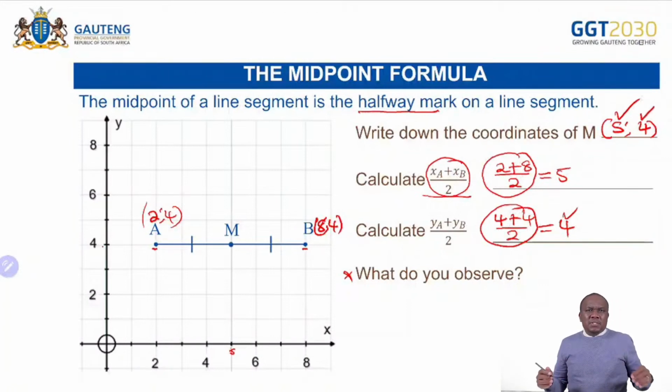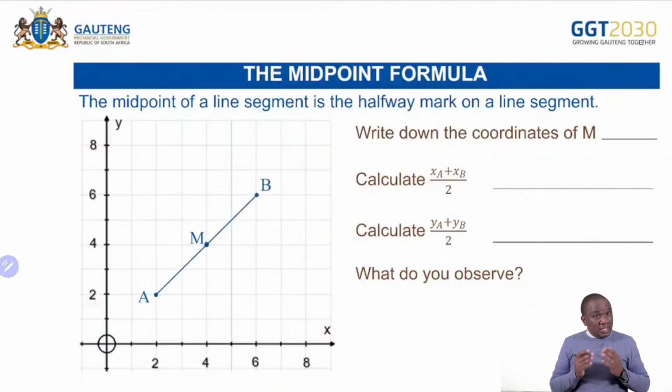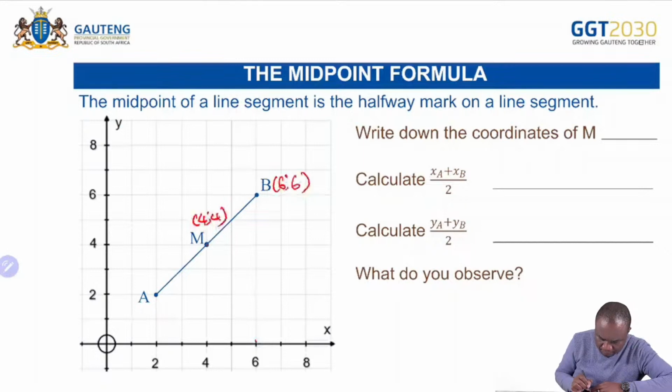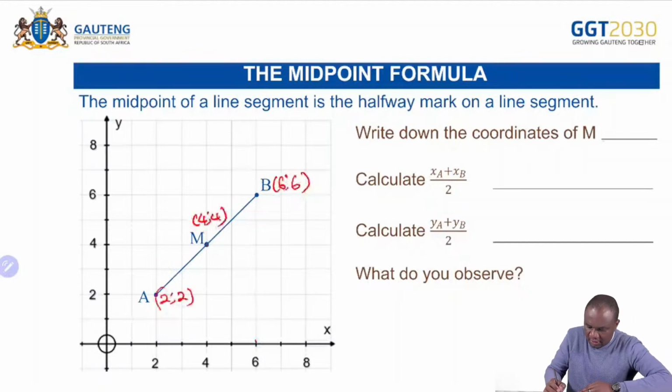Someone may say, oh, it's because this line is horizontal. Let's see if maybe it's not horizontal. Let's say a line like that. Will it still be like that, where the average of the x coordinates will give us the x coordinate of the midpoint, and the average of the y coordinates will give us the y coordinate of the midpoint? Let's see. Here, M is 4, 4. Then B is 6, 6. Then A is 2, 2. So the coordinates of M are 4, 4.